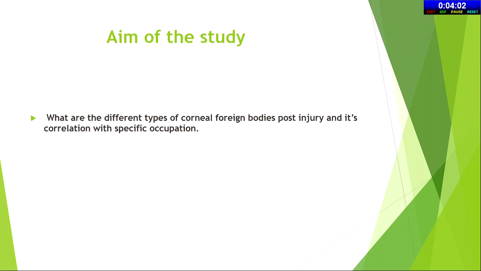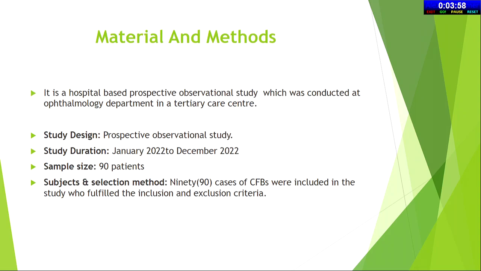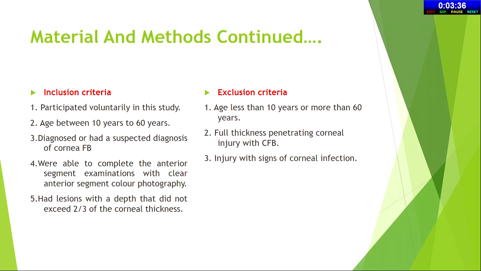Our aim of the study was to find the different types of corneal foreign bodies post-injury and its correlation with specific occupation. It is a hospital-based prospective observational study which was conducted in the ophthalmology department at a tertiary care center. The study duration was from January 2022 to December 2022. 90 patients was the sample size, and the subjects were selected if they fulfilled the inclusion and exclusion criteria.